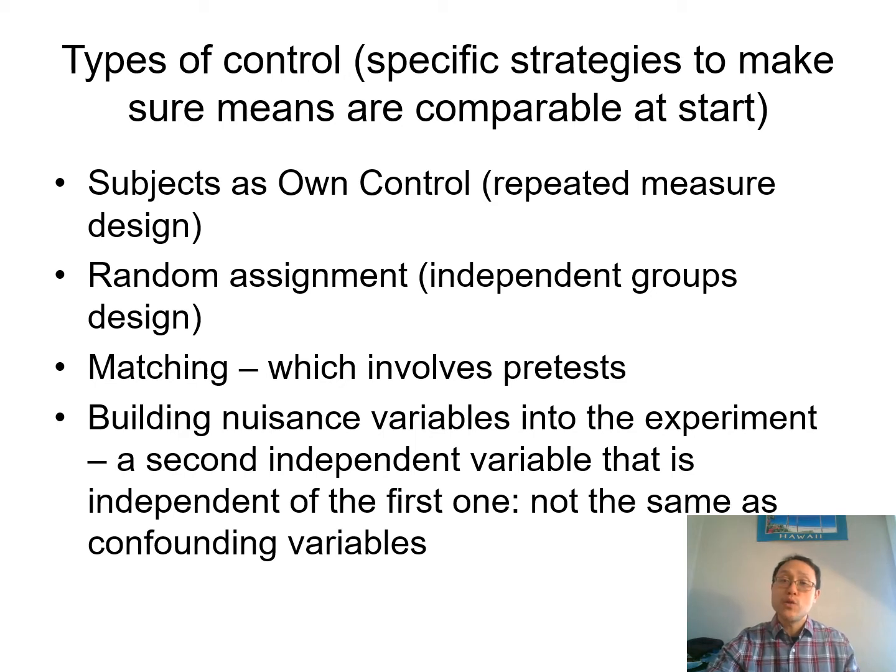Then what you can do is build a second nuisance variable, such as gender of the participant, into your experiment. And then later on, you can tease them apart and ask: is there a gender effect in there, or is there not a gender effect? Now, if there's no gender or interaction effect, then you can pool the data together and so forth. Okay.